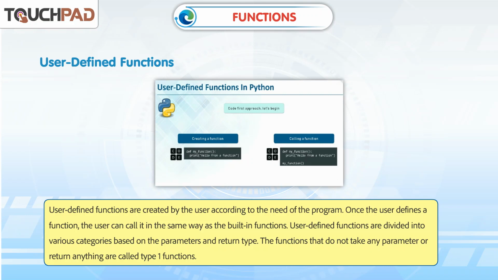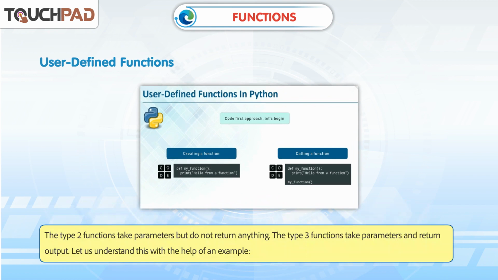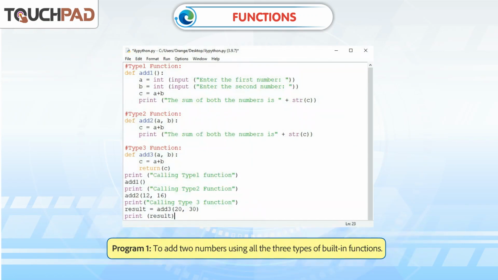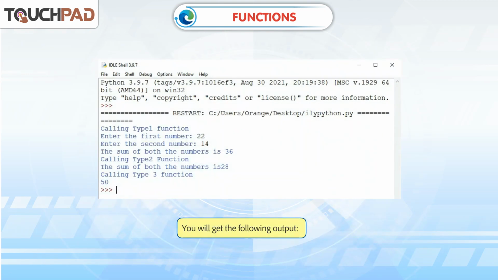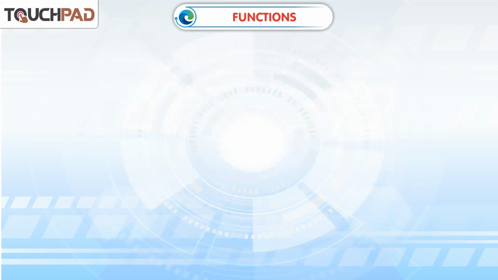The functions that do not take any parameter or return anything are called type 1 functions. The type 2 functions take parameters but do not return anything. The type 3 functions take parameters and return output. Let us understand this with the help of an example. Program 1 to add two numbers using all the three types of functions. You will get the following output.